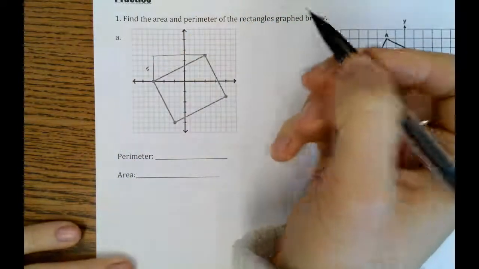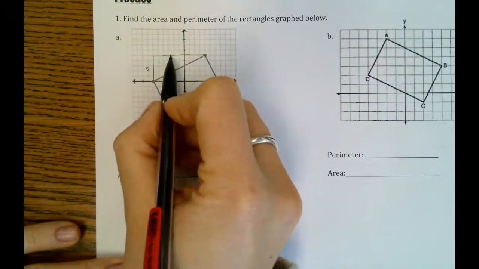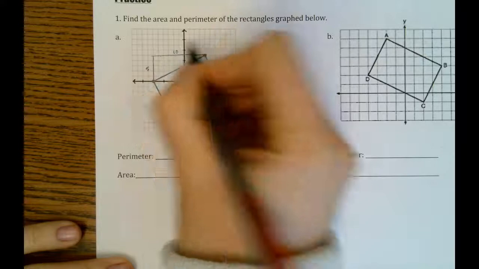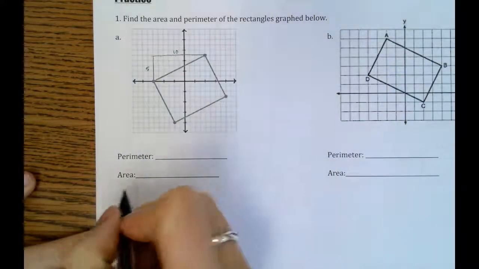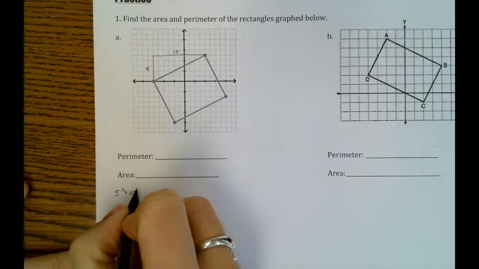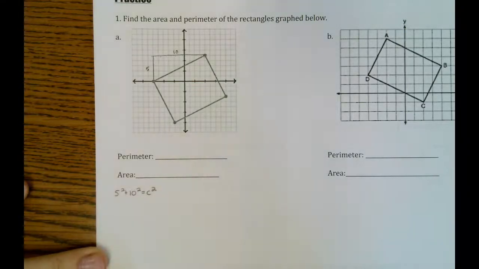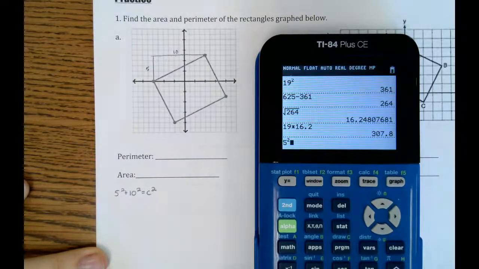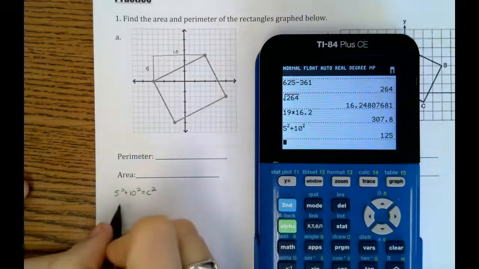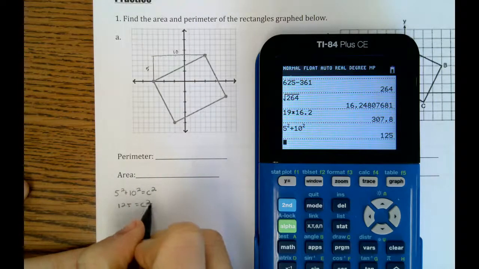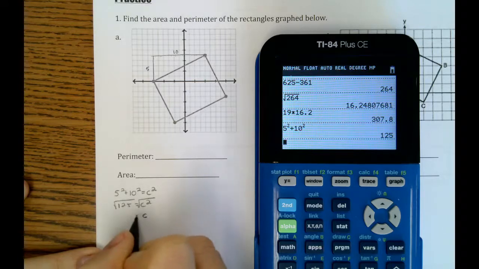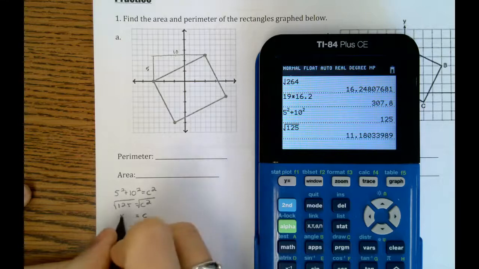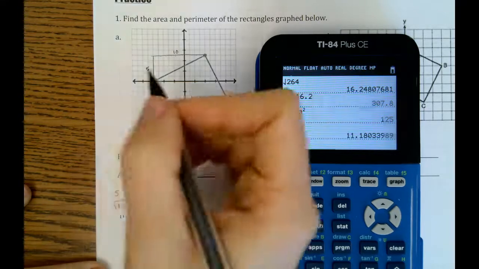5 is going to be our A. 6. And 10 is going to be our B. So we'll do 5 squared plus 10 squared equals C squared. Okay, so that gets us 125. Take our square root, and we'll round that to 11.2. 11.2 for our first side.